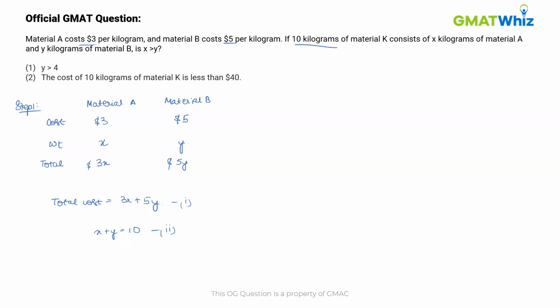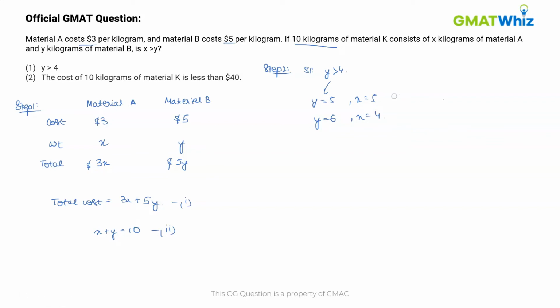We now move on to step 2 and check the sufficiency of statement 1. In statement 1 we have that y is greater than 4. Now y greater than 4 can have values such as y equal to 5, x equal to 5, or y equal to 6 and x equal to 4.